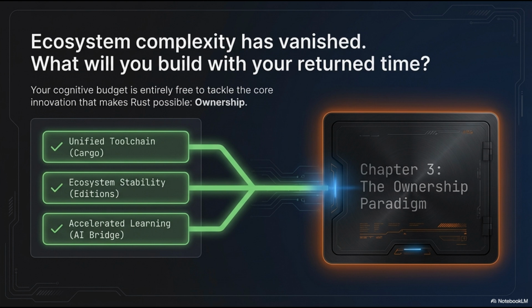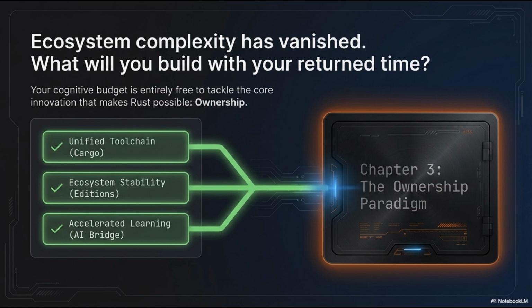Which sets us up perfectly for where you are headed next in the series. Because now that your environment is pristine and you know how to leverage your AI tools, Chapter 3 is going to tackle the biggest paradigm shift of all. The elephant in the room. Ownership and move semantics. It is arguably the most important topic in the entire book. After you conquer that, you'll get into borrowing and the borrow checker in Chapter 4, and how to actually model your data using structs and enums in Chapters 5 and 6. It's a progression, but ownership is where Rust starts feeling genuinely unlike anything you have used before. It is the core innovation that makes the whole language possible. It's going to be a fascinating shift in how you think about memory.